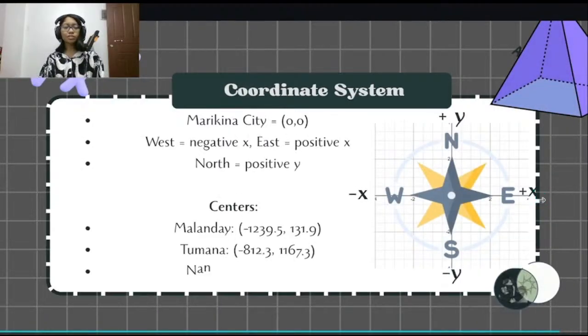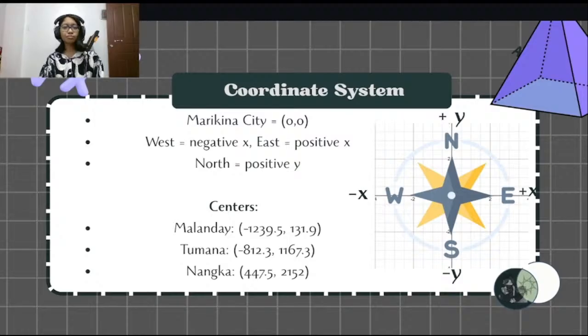To model this mathematically, we use a coordinate plane. Marikina City is the origin at 0, 0.